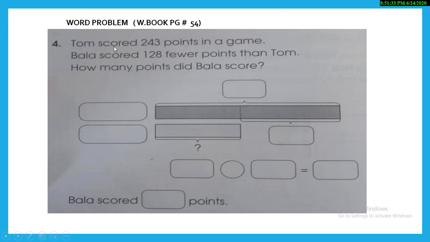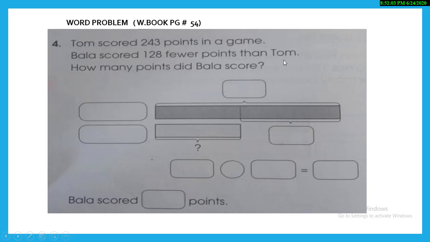Tom scored 243 points in a game. Okay, this is the score of Tom in a game. I'm sure you also play games, so you have an idea of scores and points. So Tom scored 243 points in a game, and the other name is Bala. Bala scored 128 fewer points than Tom.